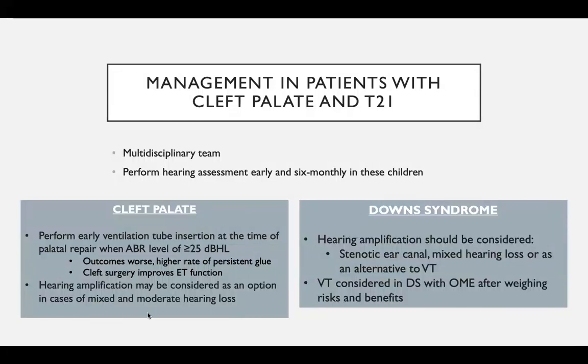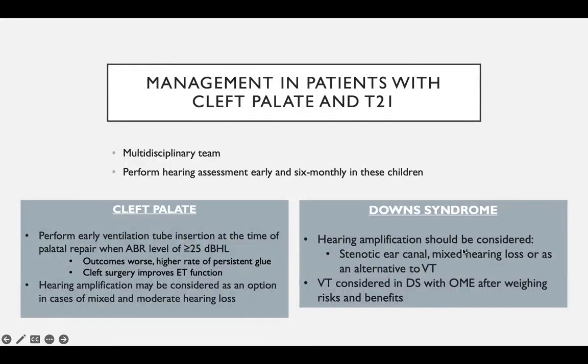And then hearing amplification can be considered, or hearing aids can be considered as an option in cases of mixed or conductive hearing loss, especially if the child is quite small, are significant.